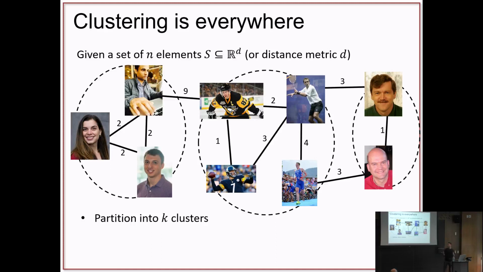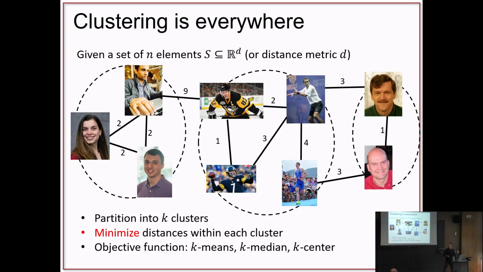In this case, they might correspond to communities. And then in some sense, we want to minimize the distances within each cluster and make sure the big distances span between different clusters. So one common way to do this is with an objective function. Common objective functions are k-means, k-median, or k-center. Okay, so now I'm going to explain what those mean.